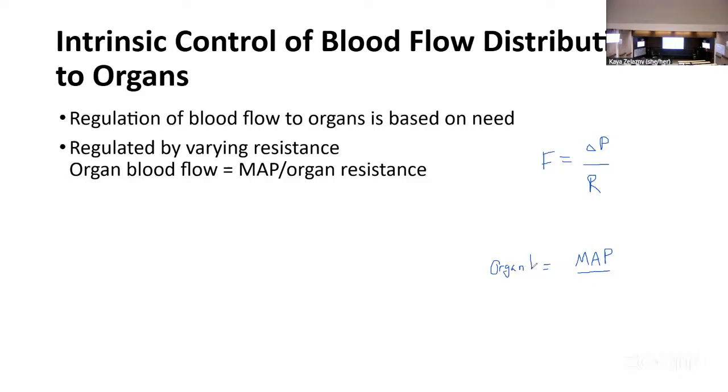We're just specifying organ flow. So now instead of total resistance, our total peripheral resistance, we just sub in how much resistance is in that organ. Right, so this is all the same basic equation. It's just we've specified variables appropriate to what we're trying to figure out.